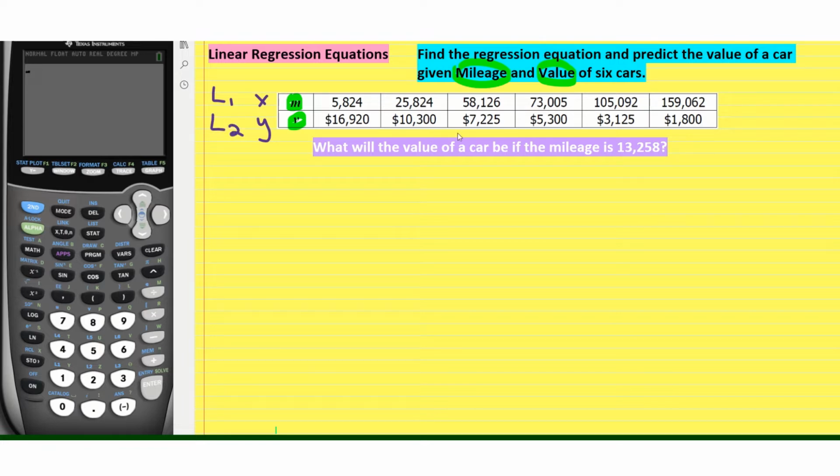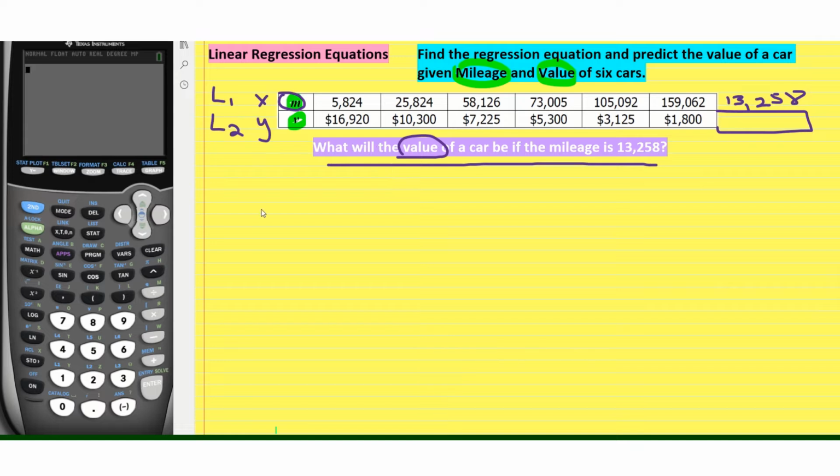Our question here says, what will the value of a car be if the mileage is 13,258? Since this is the mileage stream of data on the top row, that's where that would fit, 13,258. And it says, what will be the value? That's what they want us to find out. They want us to find out what number would actually be in the chart in that position and represent the value of a car that has a mileage of 13,258 miles.